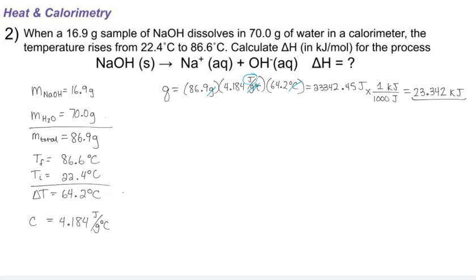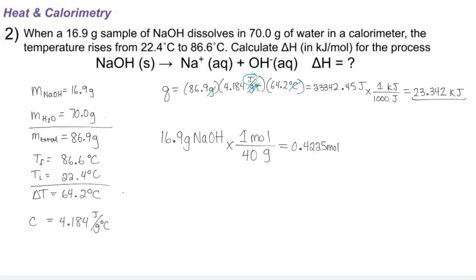So to do that, we'll convert the 16.9 grams into moles. 16.9 grams of NaOH. And we will go from grams to moles. 1 mole of sodium hydroxide, if you add up sodium, oxygen, and hydrogen, has a mass of right about 40 grams. So if we do 16.9 divided by 40, that gives us 0.4225 moles.